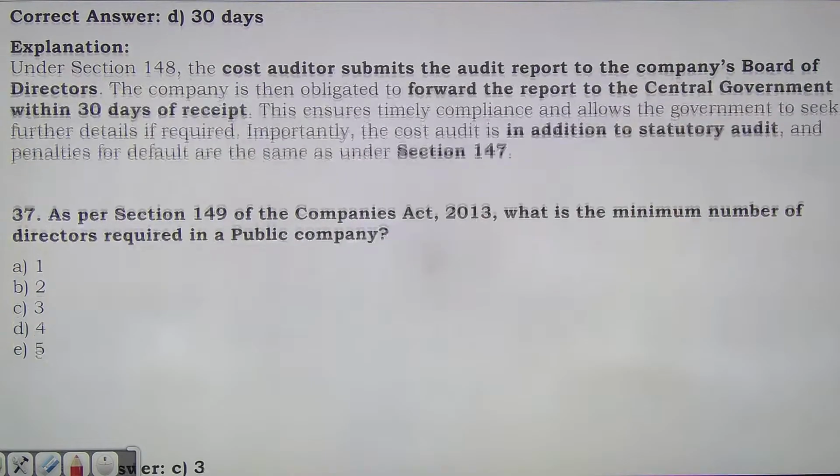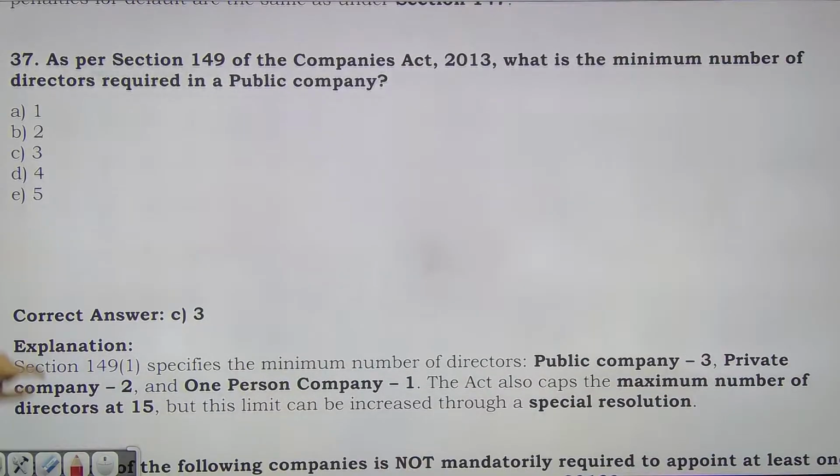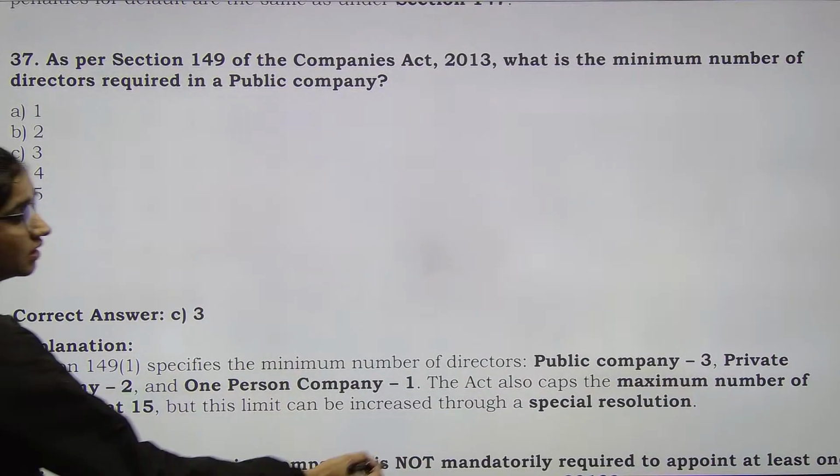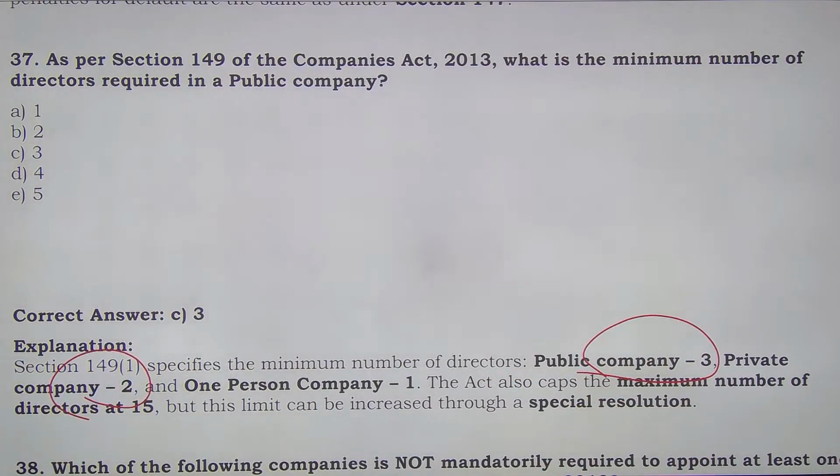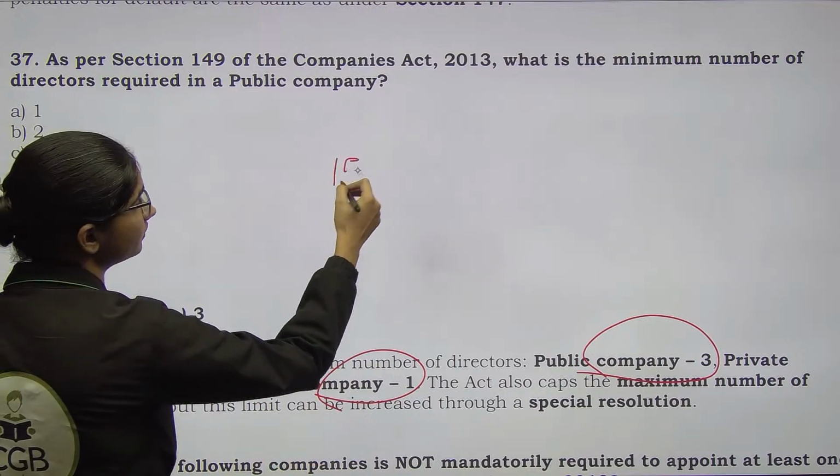Okay, so the answer here is 3. In case of a public company, how many directors can the company have? Minimum 3. In case of a private company, this limit is 2, and for one person company, it is 1. Okay, and the maximum directors can be 15 directors.